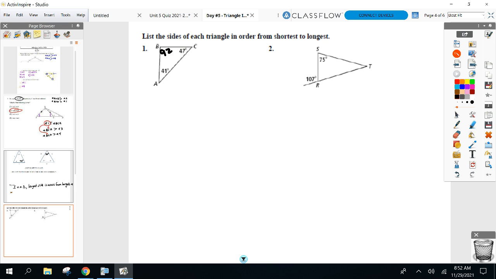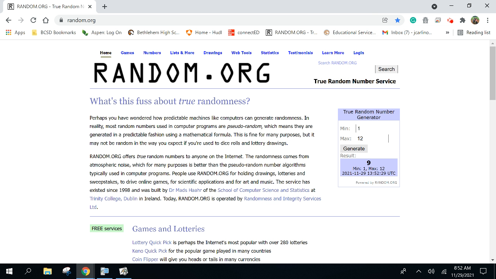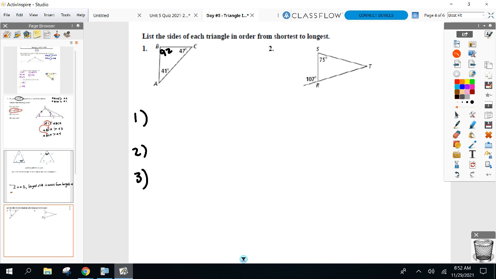All right, we're going from shortest to longest here. Shortest to longest. Here we go, 9, shortest one up there.